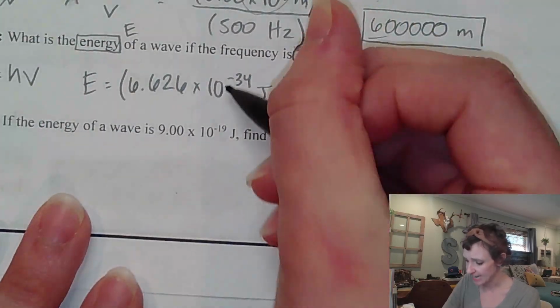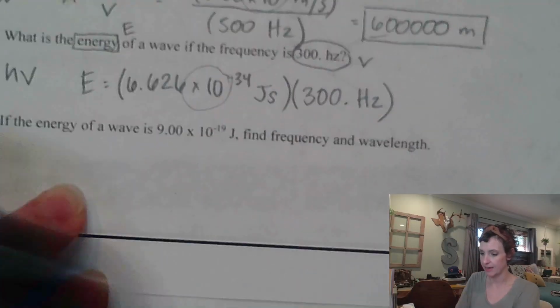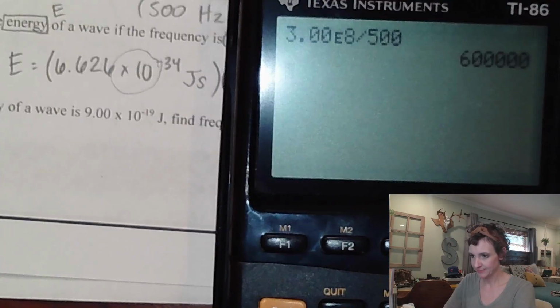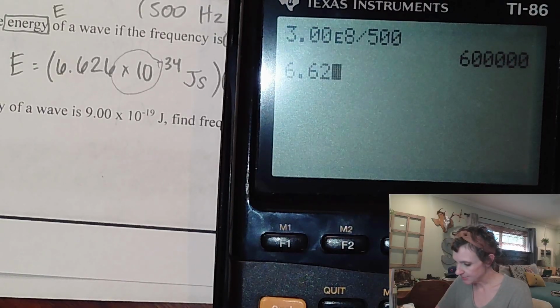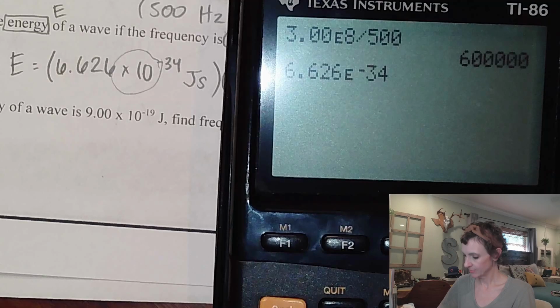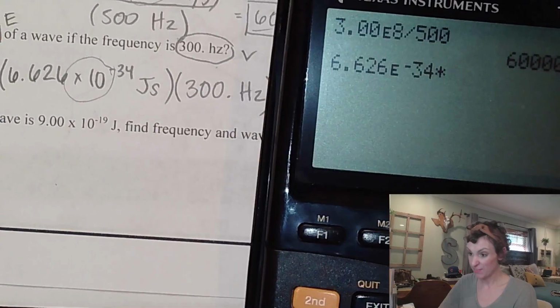Okay, so I got my calculator. I'm ready to go. Once again, E button tackles all of this stuff, right? So I got 6.626 E, right? Negative 34. Then we are going to multiply by, what did I have? 300.